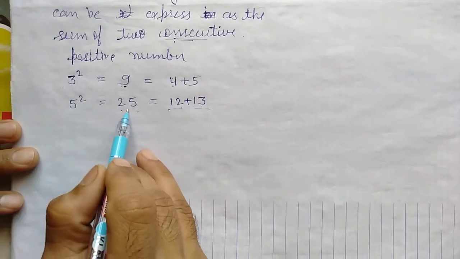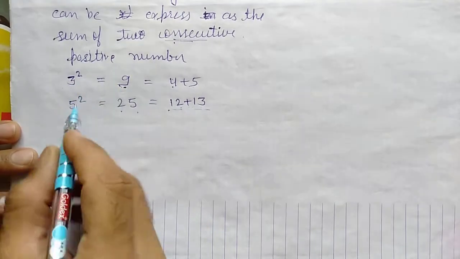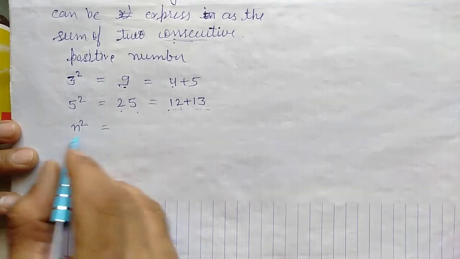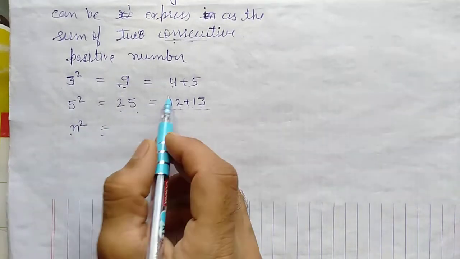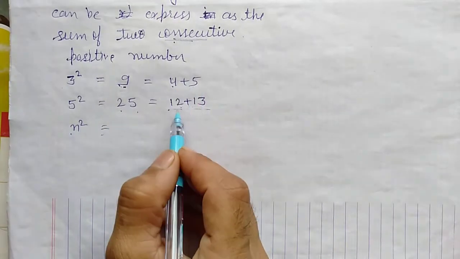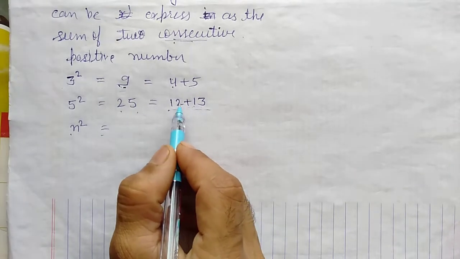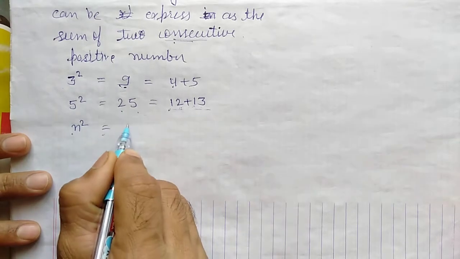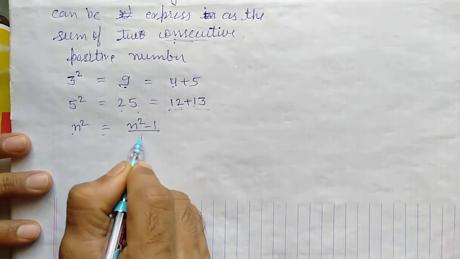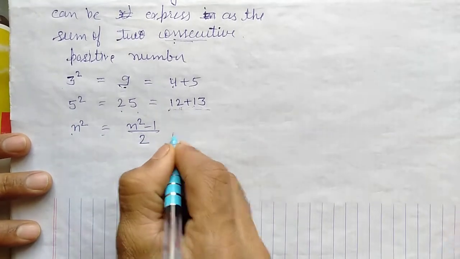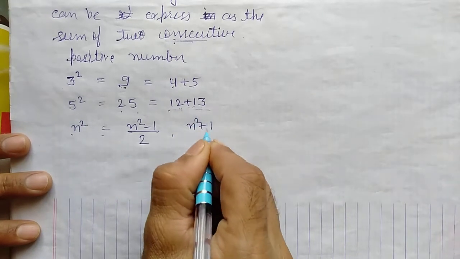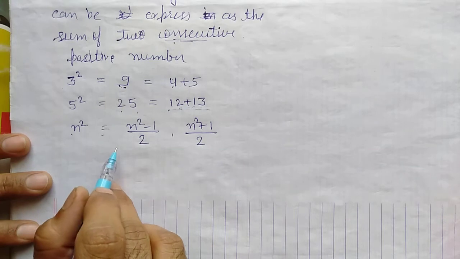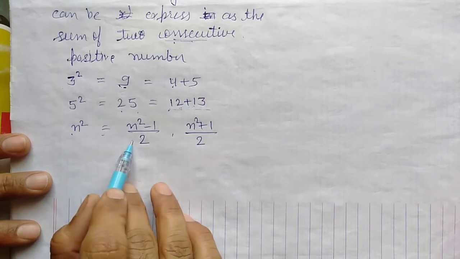Next one is related to the same. Like here 5 square is equal to 25, 3 square is equal to 9. Same, suppose I am taking here n square, where n is any natural number. So n square should be equal to, see here, this is 4 plus 5, this is 12 plus 13. It means here also something should be there. So this will be equal to (n square minus 1) upon 2, and the second number is (n square plus 1) upon 2. This may be expressed as the sum of these two numbers.